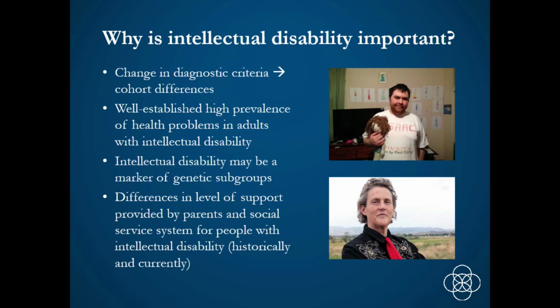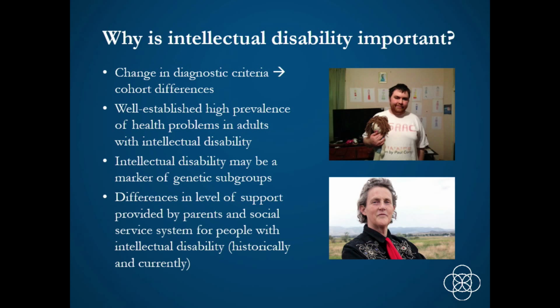So why might intellectual disability be important in autism research? We do know that people with intellectual disability are in many cases systematically excluded from autism research. We've done a really bad job as a field at including people who have an autism diagnosis and an intellectual disability. We know in intellectual disability, as I mentioned earlier, that there's a really well-established high prevalence of more health problems.